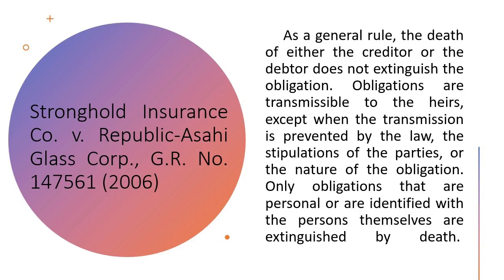As a general rule, the death of either the creditor or the debtor does not extinguish the obligation. Obligations are transmissible to the heirs except when the transmission is prevented by law, the stipulations of the parties, or the nature of the obligation. Only obligations that are personal or identified with the persons themselves are extinguished by death.